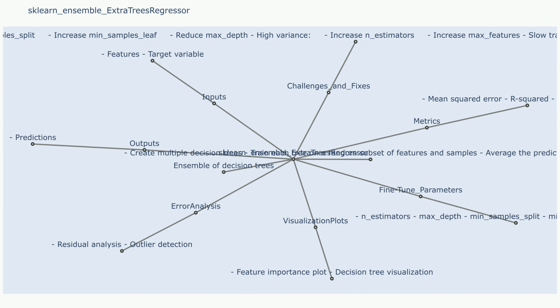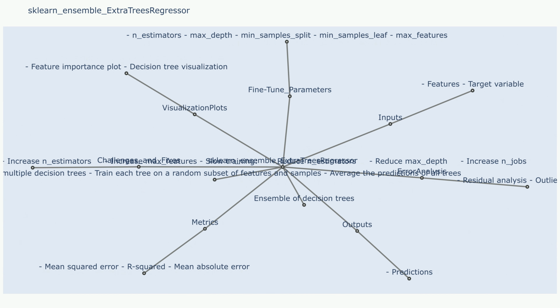Challenge 2: high computational cost. Building a large number of trees can be computationally expensive, especially with large datasets. Sample use case that resulted in challenge 2: training a model with a high number of trees (estimators) and a large dataset can take significant time.